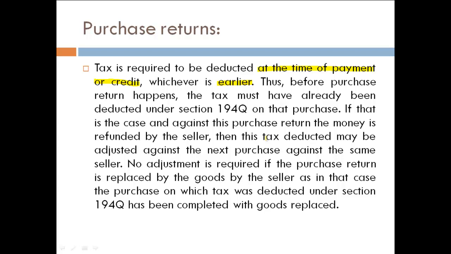No adjustment is required if the purchase return is replaced by the goods by the seller, as in that case the purchase on which tax was deducted under Section 194Q has been completed with goods replaced. So in case of purchase returns, if there is no replacement, the TDS deducted can be adjusted in subsequent purchases, and if it is replaced, there is no requirement of any adjustment.